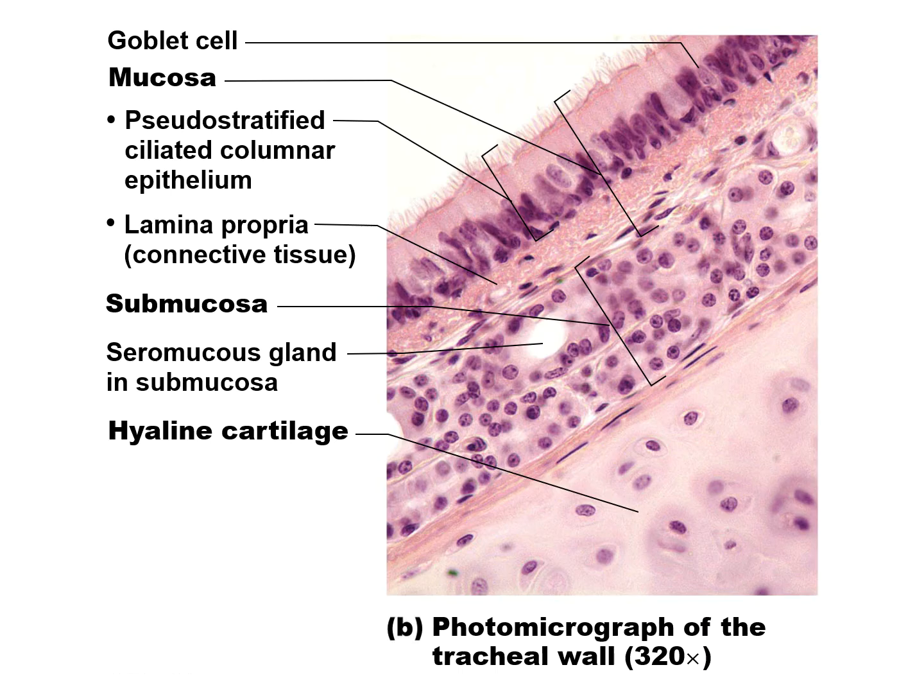Picture here showing you the tracheal wall, so you get the idea of the pseudostratified ciliated columnar epithelium, and then the lamina propria that's made of connective tissue, and then we have the submucosal layer. So those two things I just talked about were the mucosal layer. Then you have the submucosal layer, which has lots of seromucous glands, and then you have the hyaline cartilage below that.